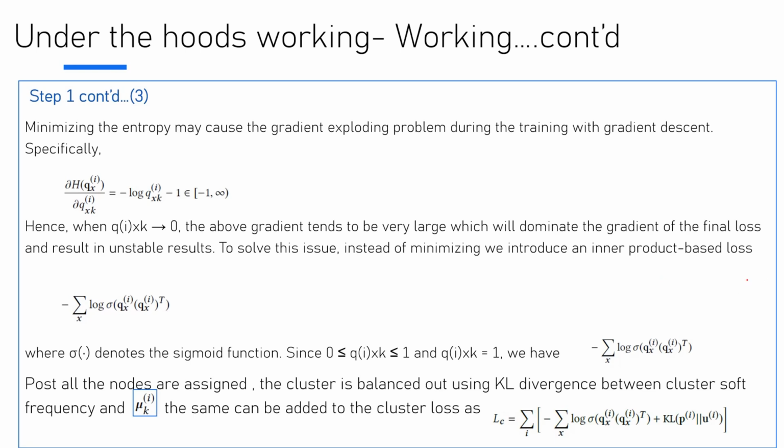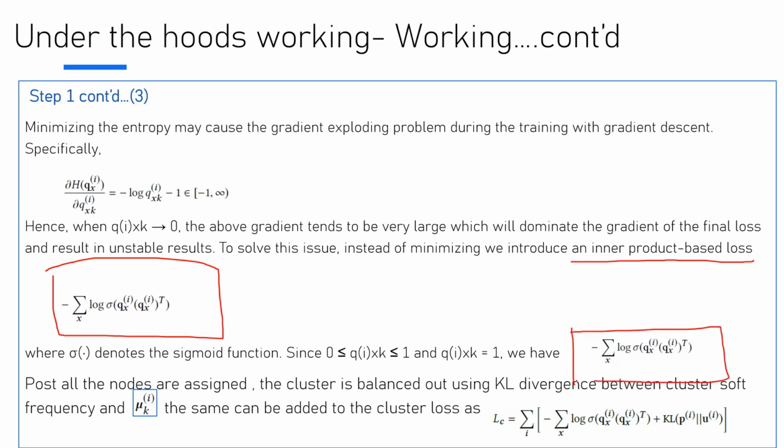Now, one way to solve the problem would be to introduce an inner product loss. And once you introduce the inner product loss, you're probably going to get an equation of this sort, where sigma is nothing but a sigmoid function. And so this becomes your final equation for cluster assignment probability.